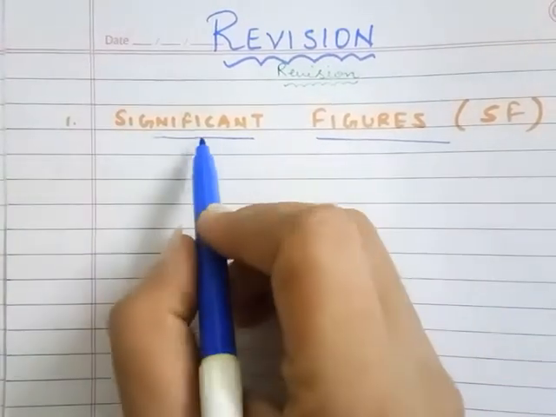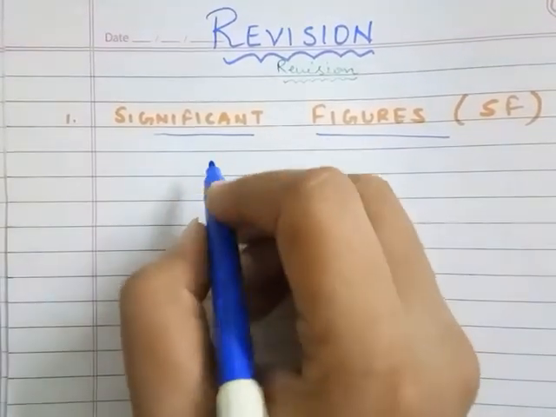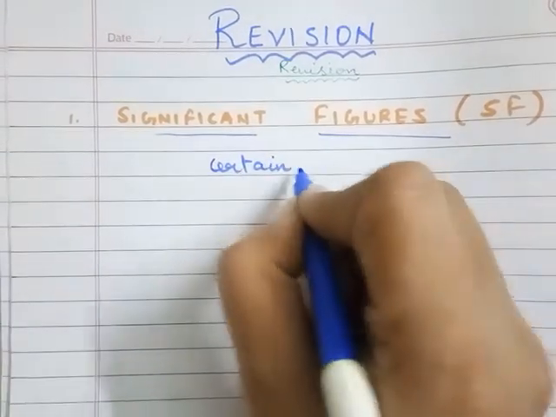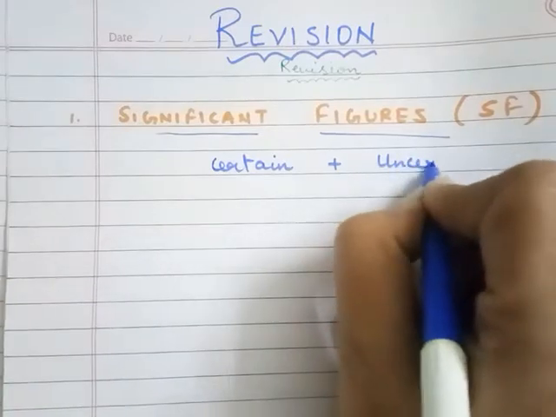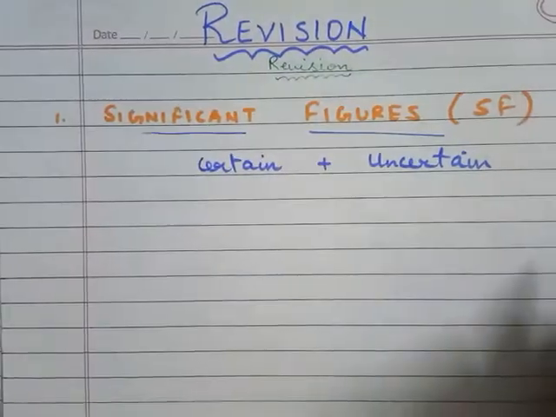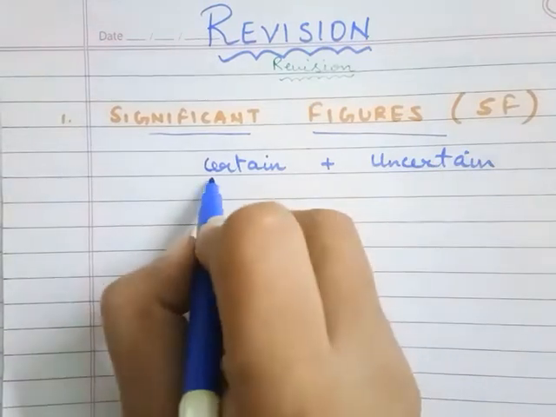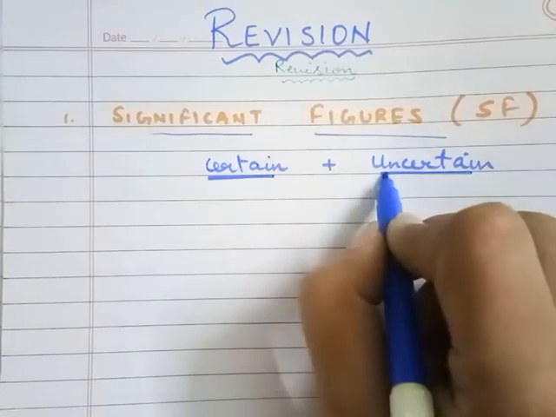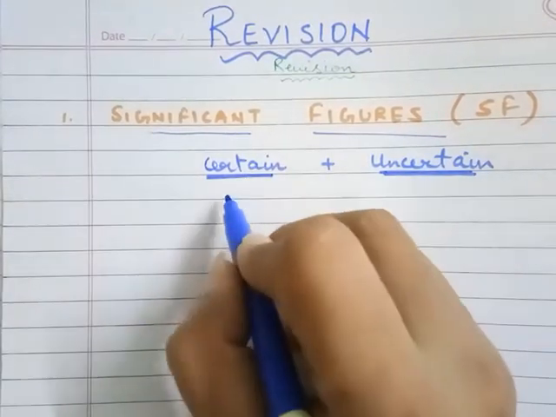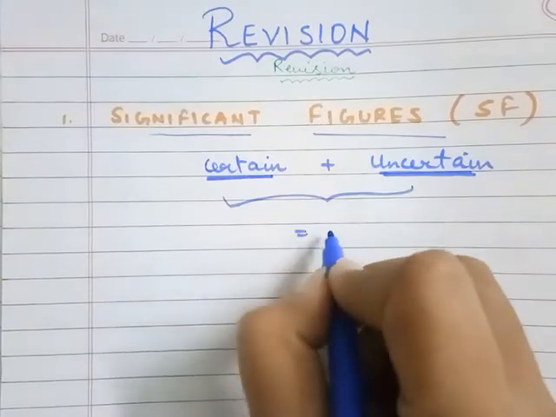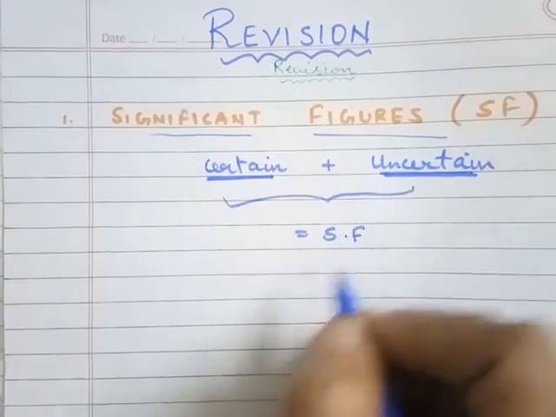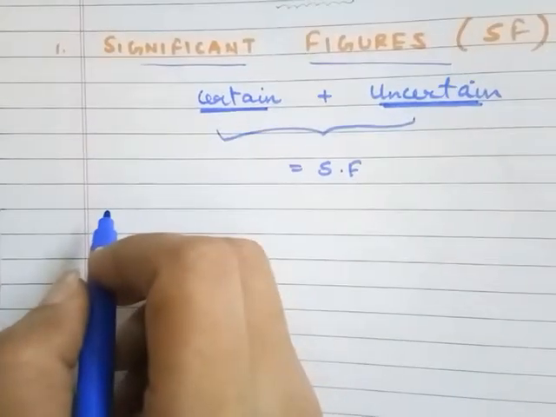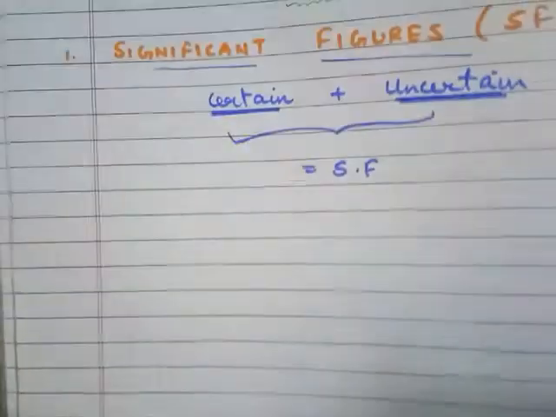So significant figures, now what are they? These are figures in a number that tell us about certain digits and uncertain digits. So whenever we do any measurement, you will have surety for a few numbers, that is certain, and one number would be such that we are not sure about it, and that's called uncertain. And the sum of certain and uncertain numbers is called significant figures. And there are 5 basic rules to find the significant figures. So I'll just brush through the rules.